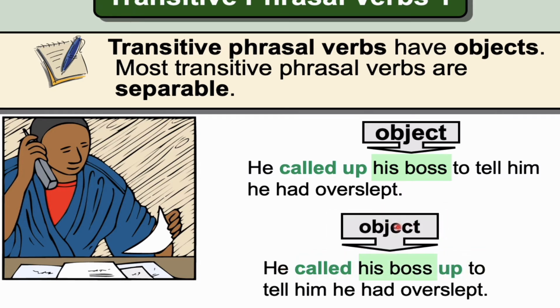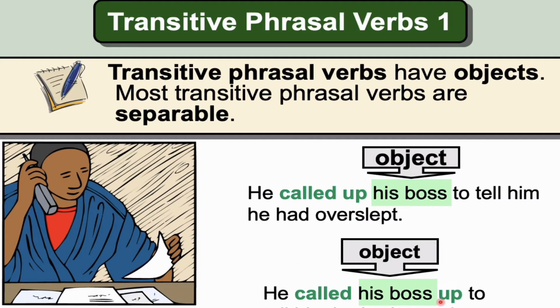Okay? So as you can see here, in the first example, the object is after the particle, which is up. But in the second example, the object is what? Between the verb and the particle. Okay? It is between the verb and the particle. That's why it is called separable. It means that we can separate between the verb and its particle. Okay, great.